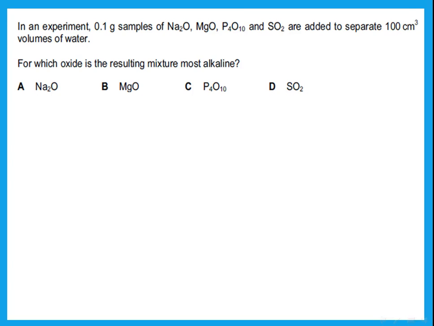In an experiment, 0.1 gram samples of sodium oxide, magnesium oxide, phosphorus oxide, and sulfur dioxide are added to separate volumes of water.